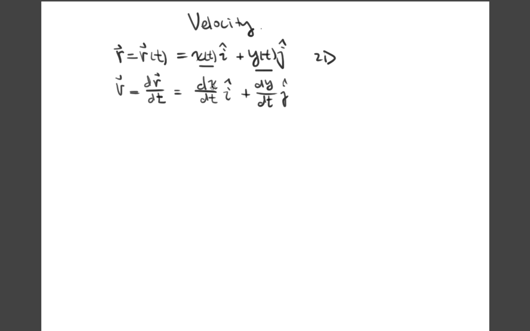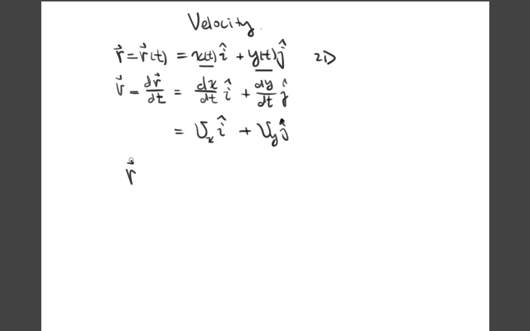So we can also say this component dx dt is vx. So that's the velocity's x component. And dy dt is vy, which is velocity's y component. So let's look at one concrete example.